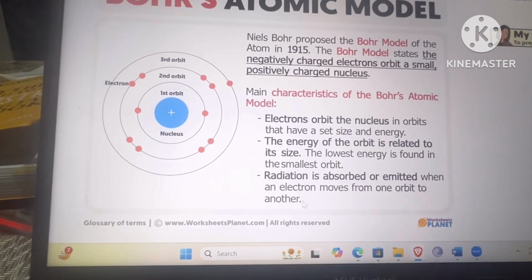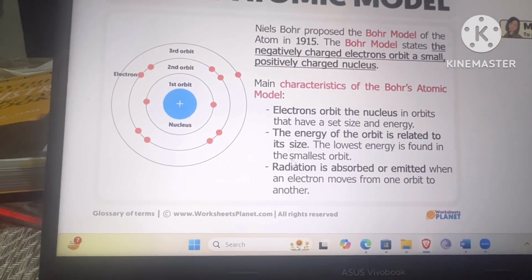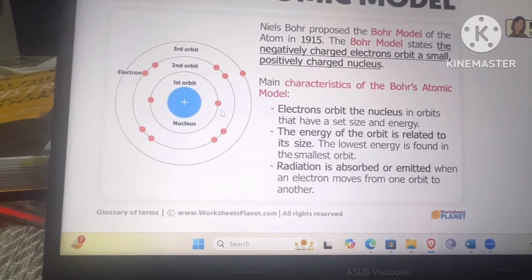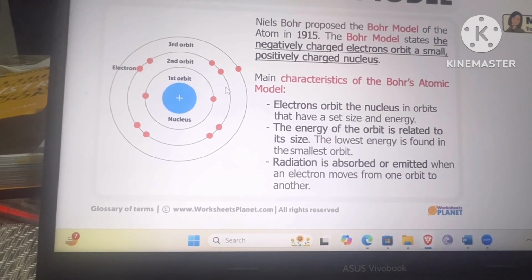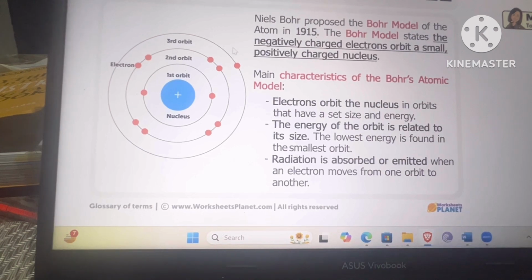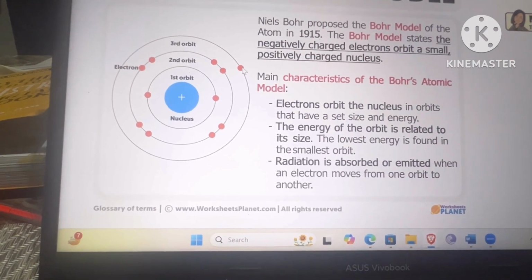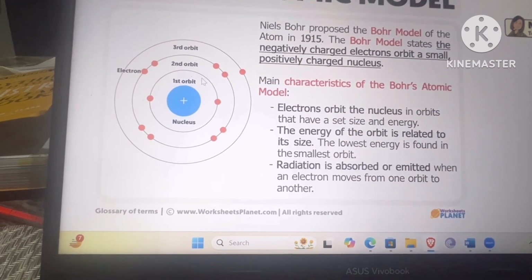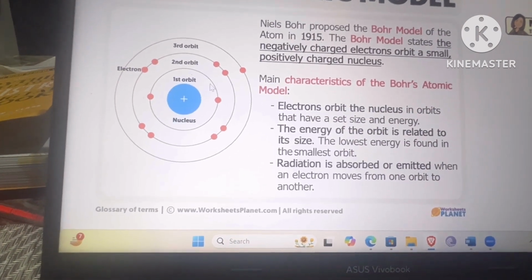Also, radiation is absorbed or emitted when electrons move from one orbit to another. Like from the ground state, it will go to the next energy level, it will be in an excited state, and it will go to the next level, again in an excited state, and then it will go back to the ground state.